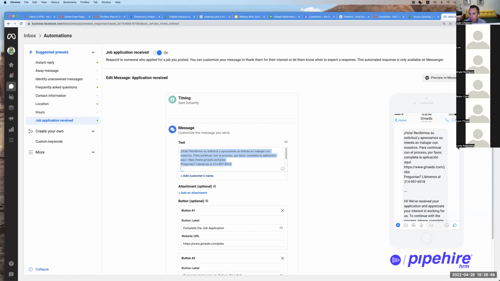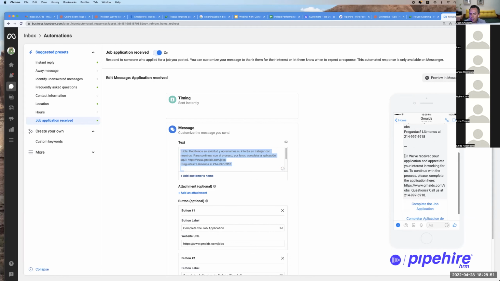And if you look at the right side, it says, "Hi, we've received your application, appreciate your interest in working for us. To continue, please complete the full application at this website." And then I send them to my landing page of jobs. This automation occurs always when somebody applies to a Facebook job. Since most of the people that apply on Facebook are most of the time undocumented, starting or engaging a conversation with them is going to be a lot of wasted time.